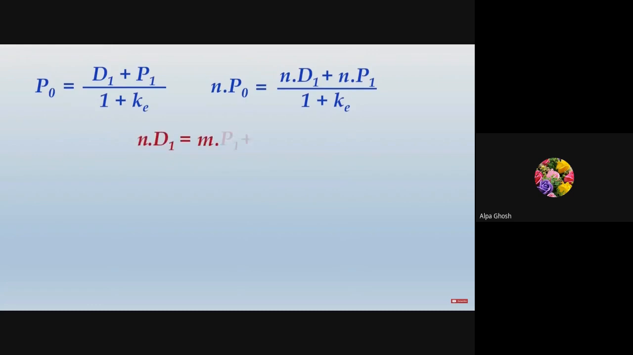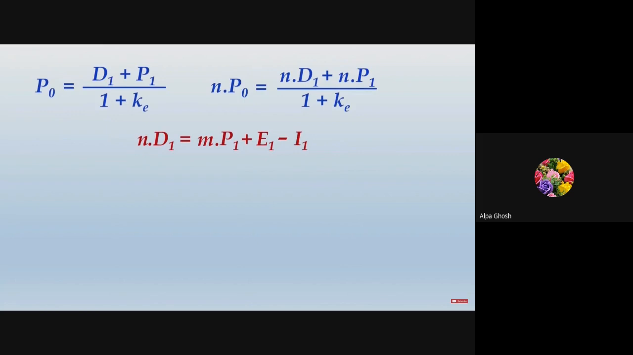In this equation, if I multiply N, the variable N, to both the sides, N stands for number of shares at the beginning of the year. Do you know what will I get? N into P0 equals N into D1 plus N into P1 upon 1 plus KE. And some time back we have seen that N into D1 is M into P1 plus E1 minus I1.